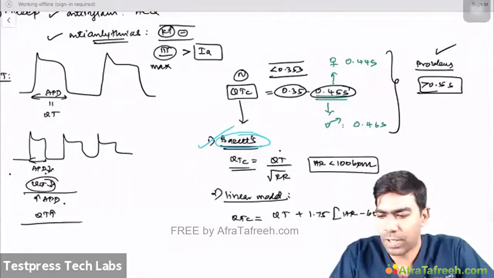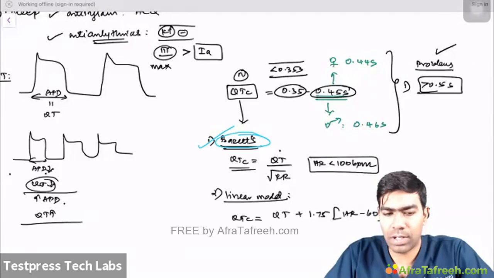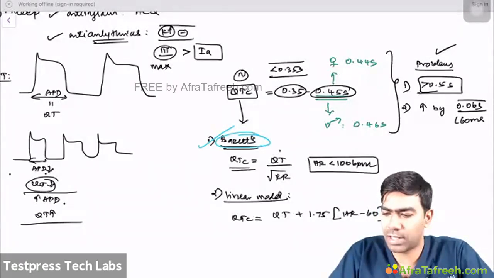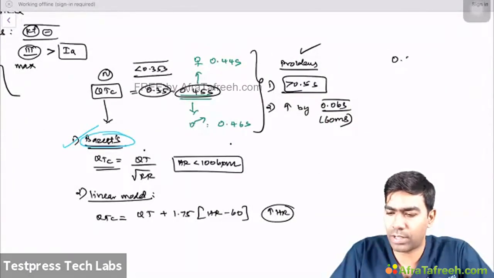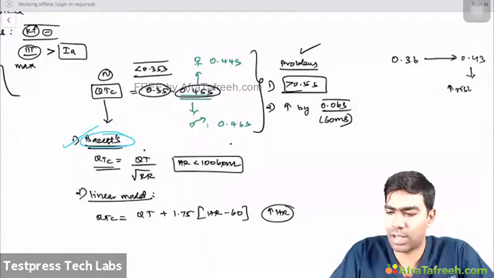We know that. And as I told you, problems will start in two areas. Either if it's more than 0.5 seconds, the problems will start significantly, or if there is an increase from the baseline value by at least 0.06 seconds, or we can say a 60 millisecond increase from the baseline. For example, a patient may have a QT of 0.36, and because of some reason, suddenly it becomes 0.43. This is also a risk factor for arrhythmia.